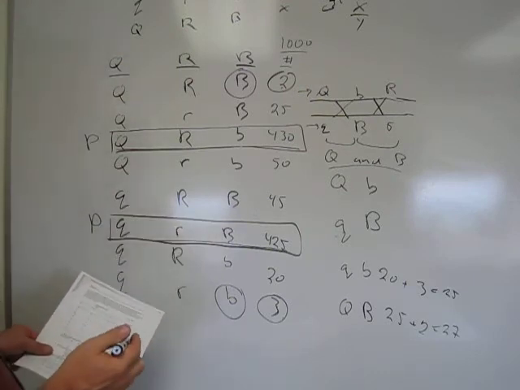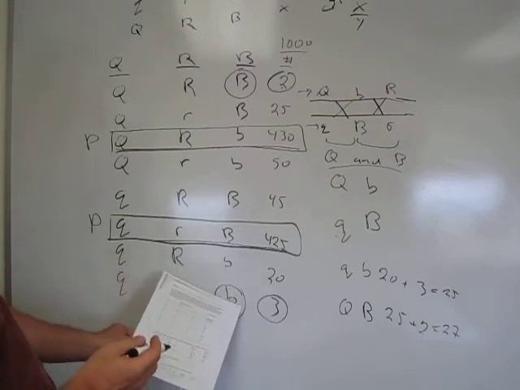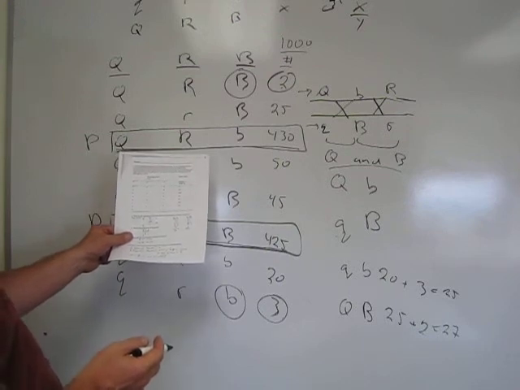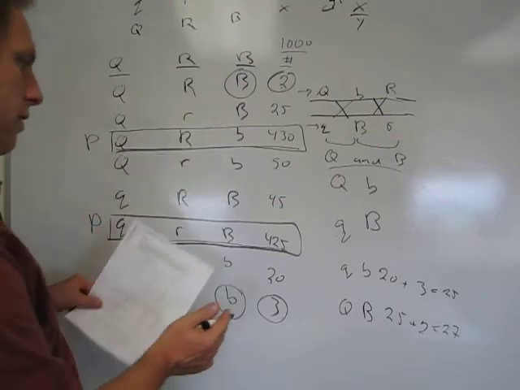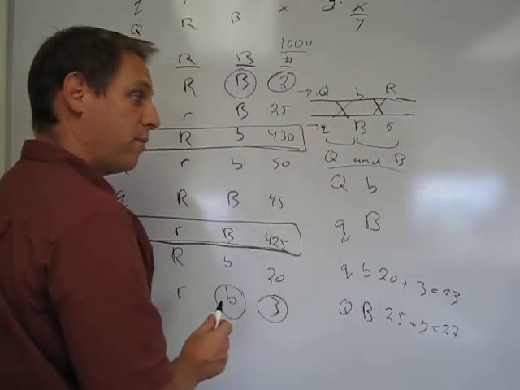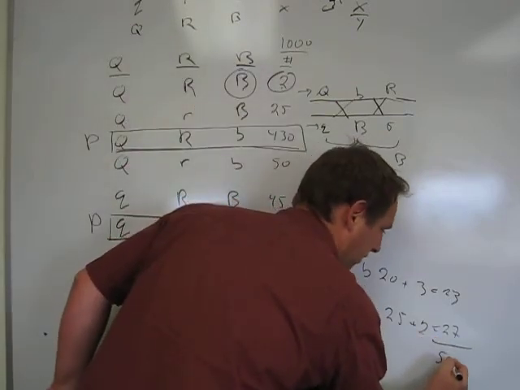So in this case, maybe I made a mistake somewhere. 20 and 3, and then 25 plus 2. Yeah, this is where I'm being silly. 20 plus 3 happens to be 23, not 25. Anyway, that's interesting, so that adds up to 50.